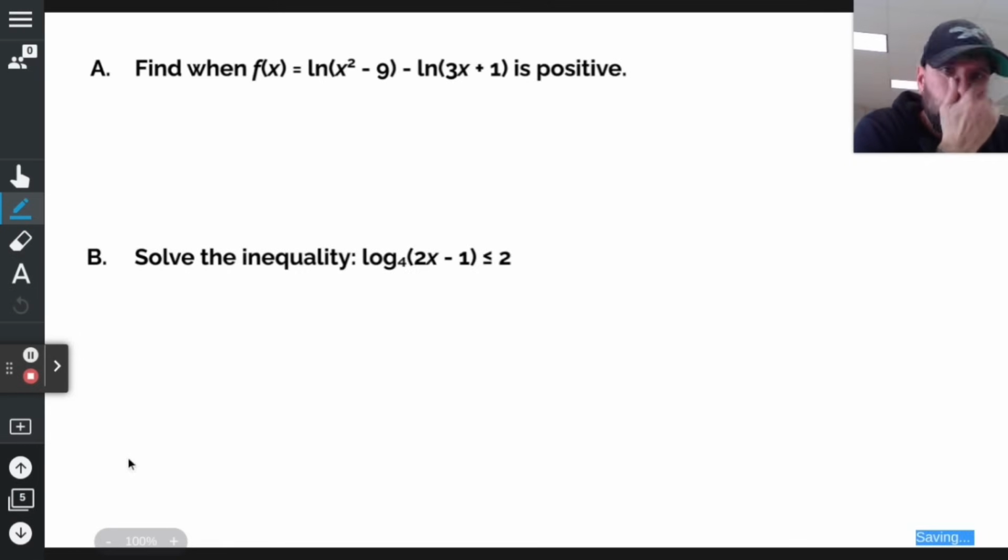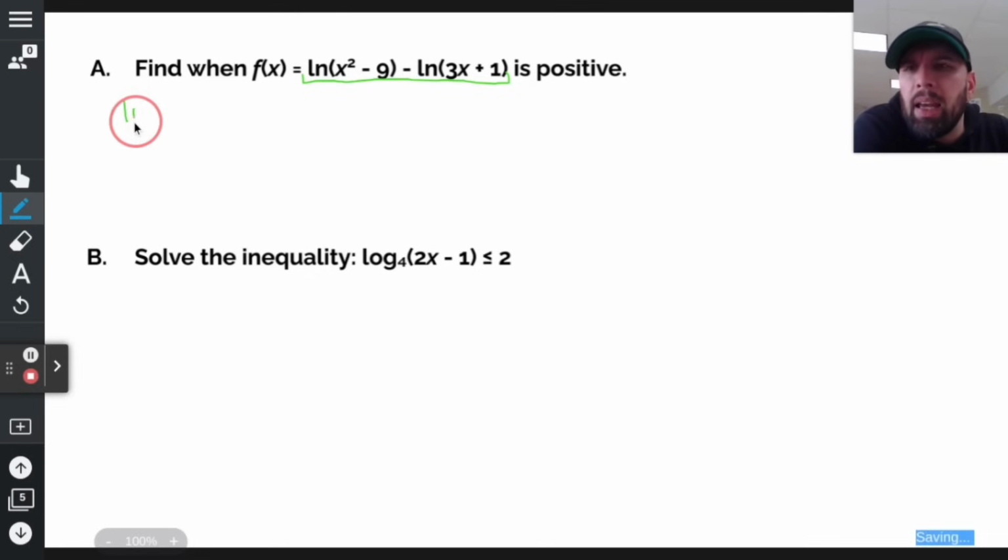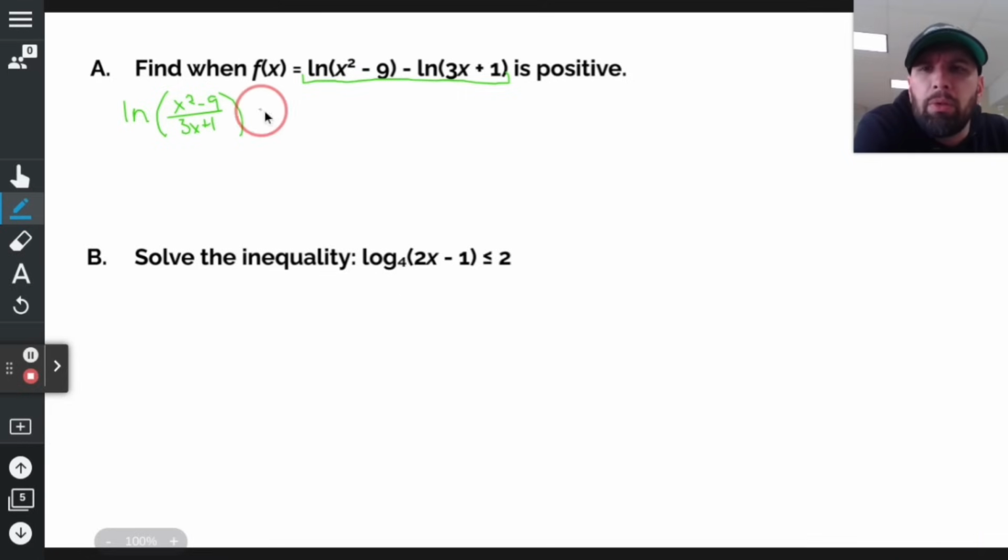Not bad at all. Now it gets bad. All right. Well, I saw a problem like this on slide number 2. So LNs, I wonder if I can combine those. Oh, I can. So that's going to leave me with ln of (x squared minus 9) over (3x plus 1). And I care about when all of this is positive. So greater than 0. Not greater than or equal to, greater than 0.